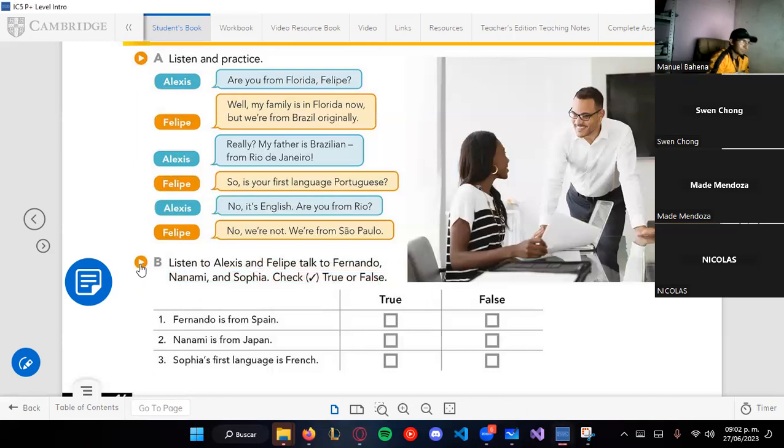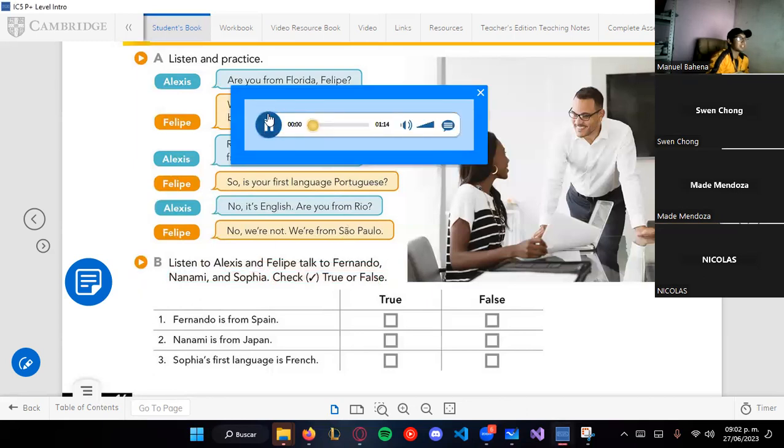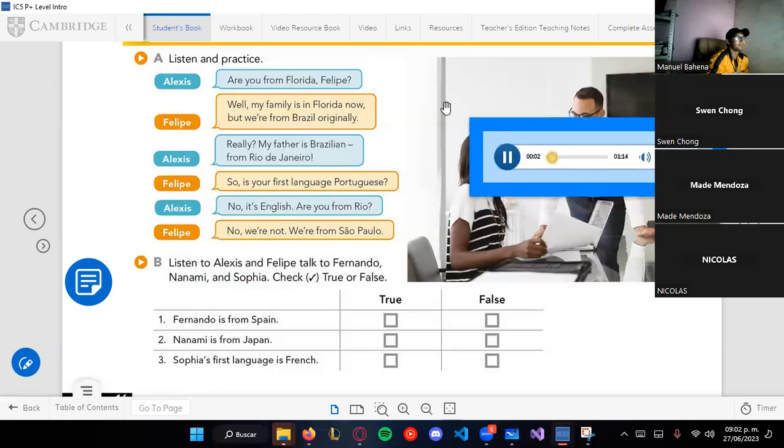Sí, sí. Excellent. Let's listen then. Vamos a Page 16. Exercise 2. Part B. Listen to Alexis and Felipe talk to Fernando, Nanami, and Sofia. Check true or false.